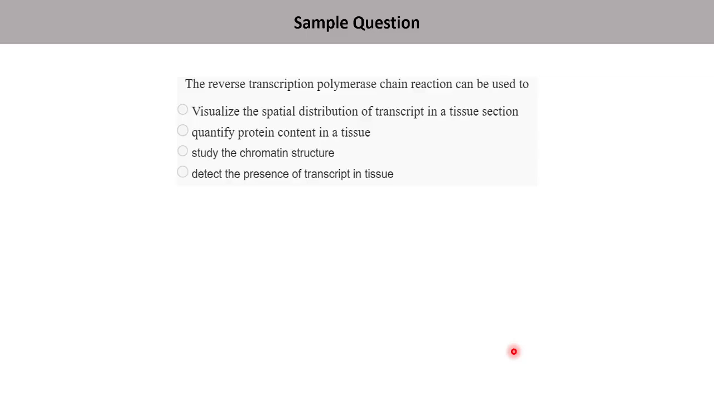It cannot tell us if there is any variation in the time dependence, or whether with time the transcription is changing. RT-PCR cannot do that. So it can only tell us the presence of transcript in the tissue. So the answer to this question will be the fourth option, which is detect the presence of transcript in tissue.